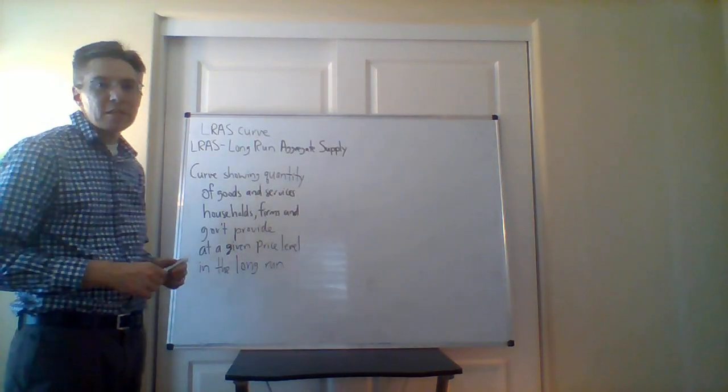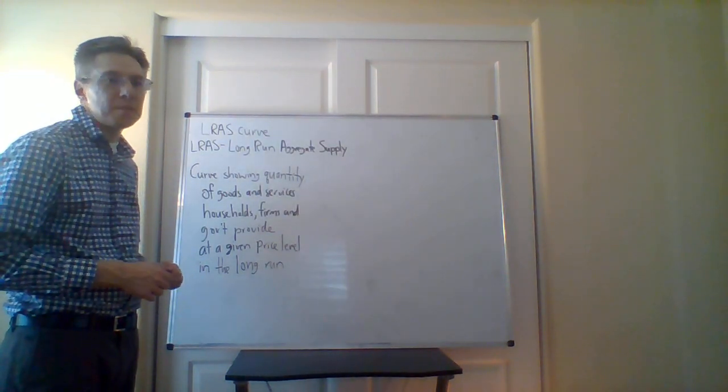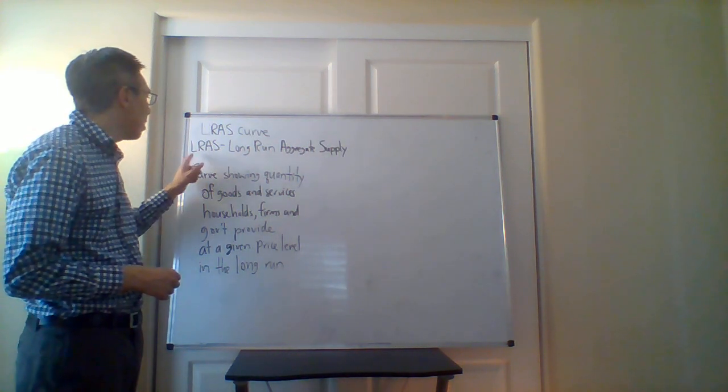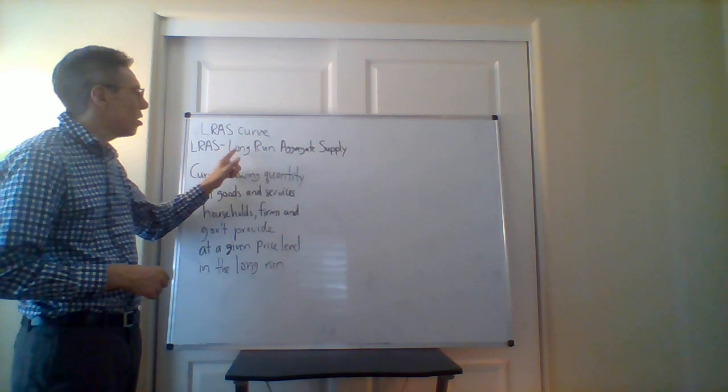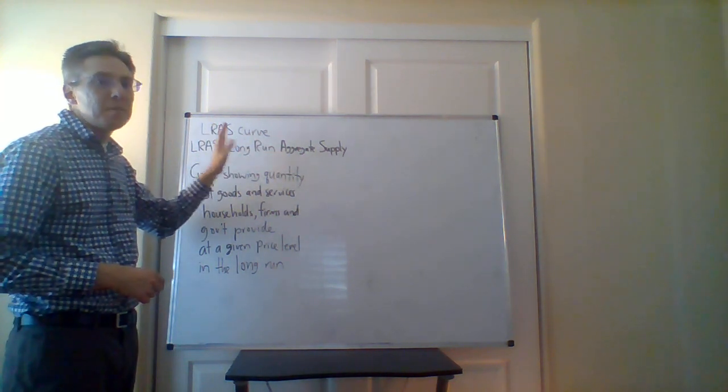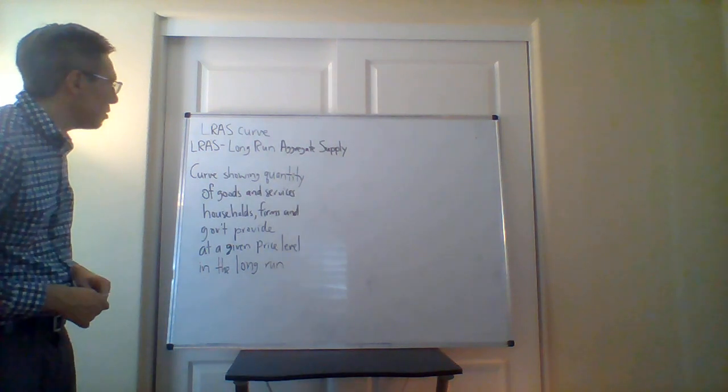Okay, so finally the last component for our AD-AS model. Okay, this is the LRAS curve. And so the LRAS curve represents long-run aggregate supply. So now it's aggregate supply, but in the long run. Okay, so what do we mean by that?